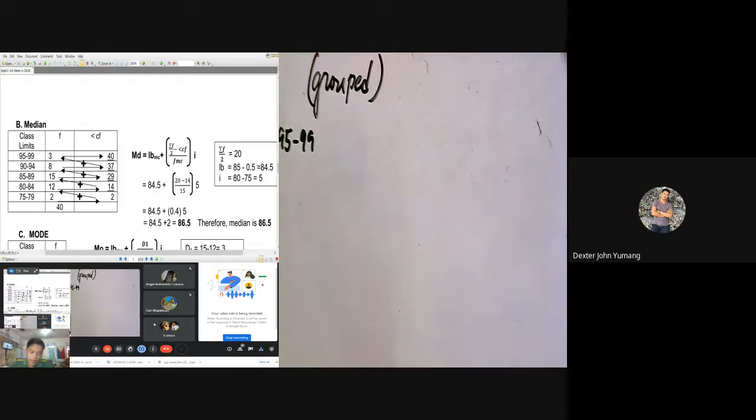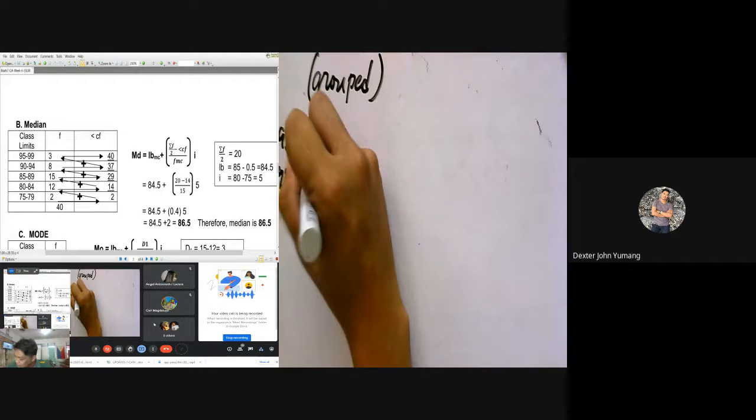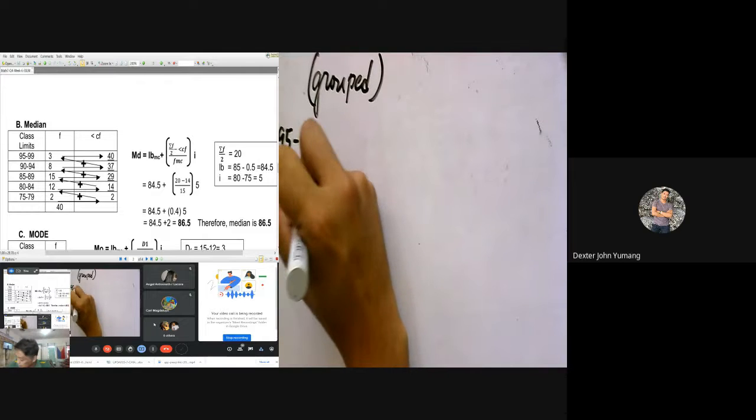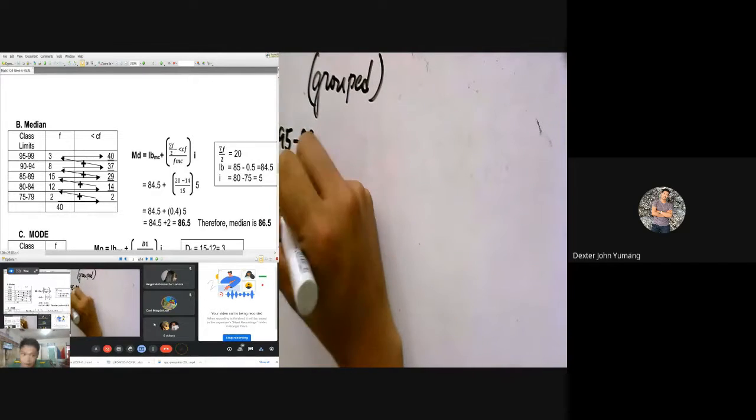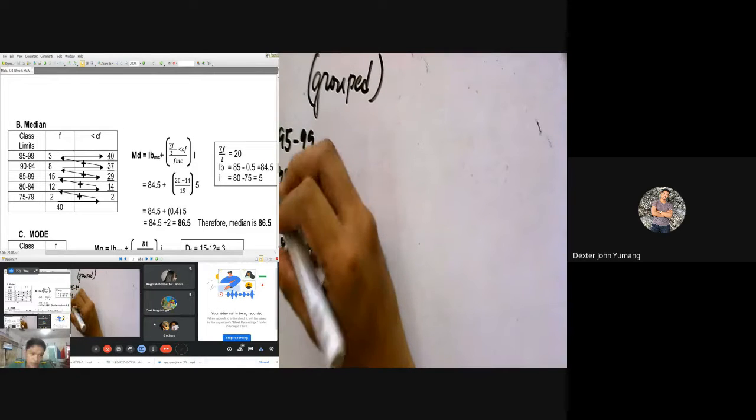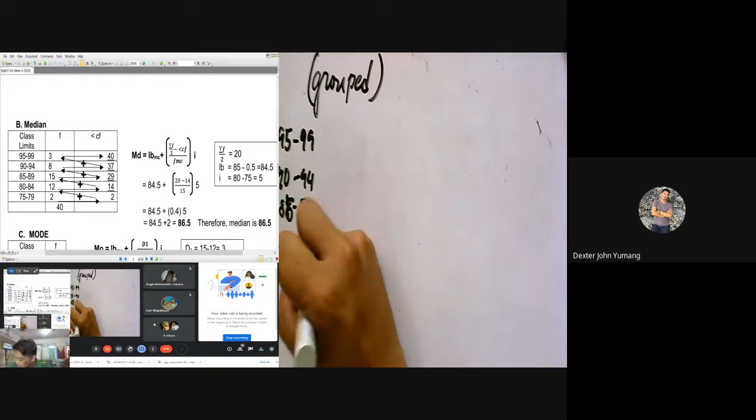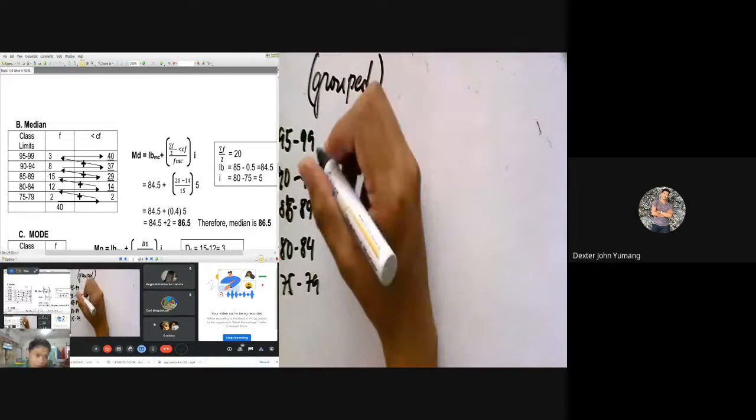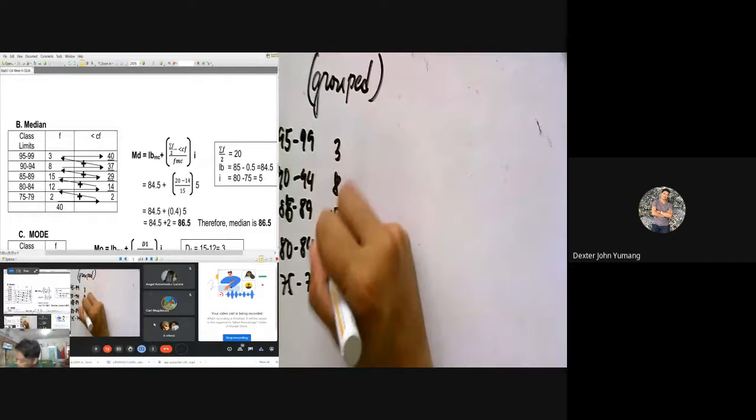Next is 90 to 94. Next is 85 to 89. Next is 80 to 84. Next is 75 to 79. So there are 3 here, 8. Next is 15, 12, and 2.